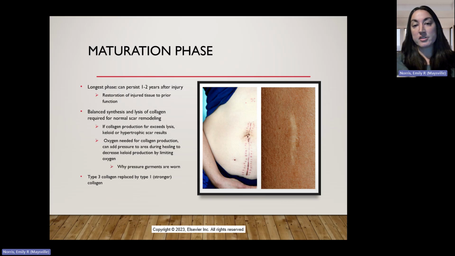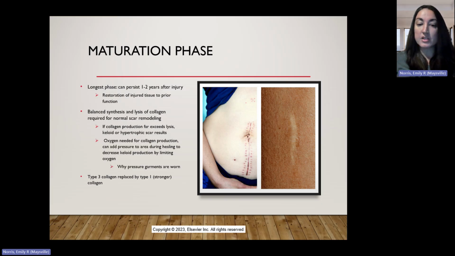Oxygen is needed for collagen to be produced. So if you know that you have a problem with keloids or if it's a really big area, a little bit of pressure on that area in order to decrease the oxygen to those tissues is helpful. That's why pressure garments are worn, to decrease the oxygen and decrease the likelihood of you getting a keloid scar in that area. Again, in this stage, the type 3 collagen replaces the type 1.